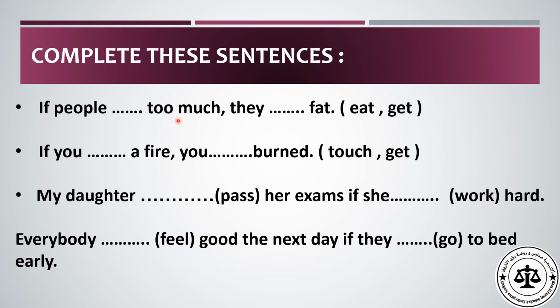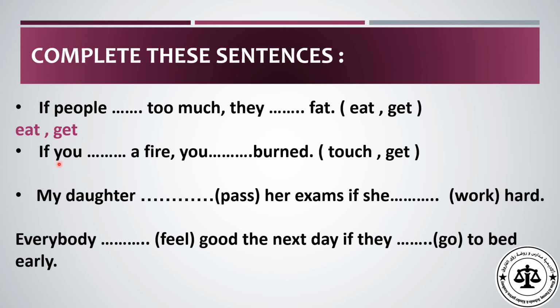إذن هاي جملة الشرط and we started with the if clause. So we have to put a comma between these two sentences. This is the result. They, what, fat. Of course, the infinitive verb because we have a plural pronoun here. So the answer: if people eat too much, they get fat.